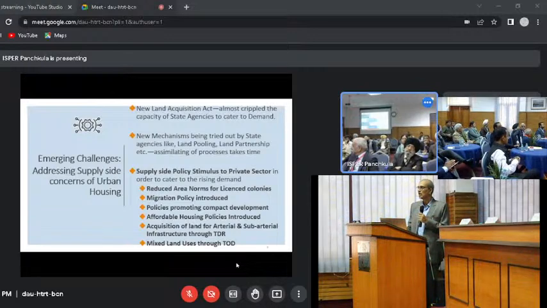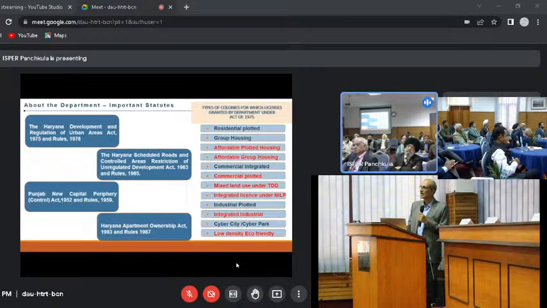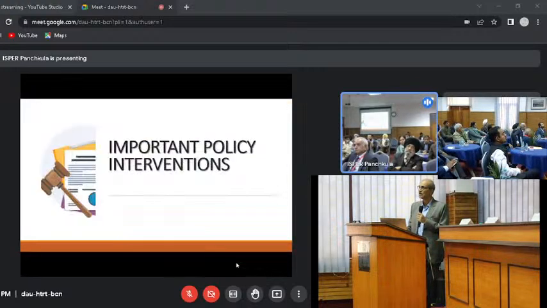So we go into further details. The red part shows all the new policies which the government brought in to address the new requirements.